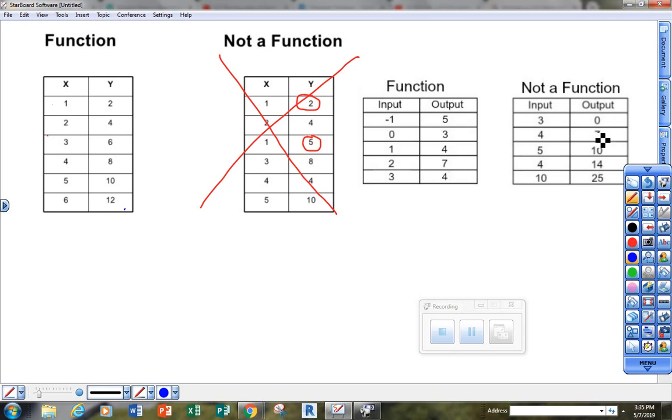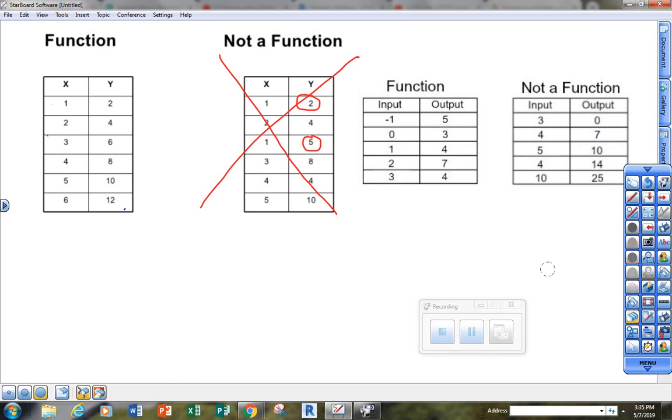But be careful though. Sometimes I'll try to trick you and put this as 14, trying to bait you into thinking this is the same input giving you 2 different outputs, but that's not true. That's just the same point written twice. So this would be a function, but it's not.